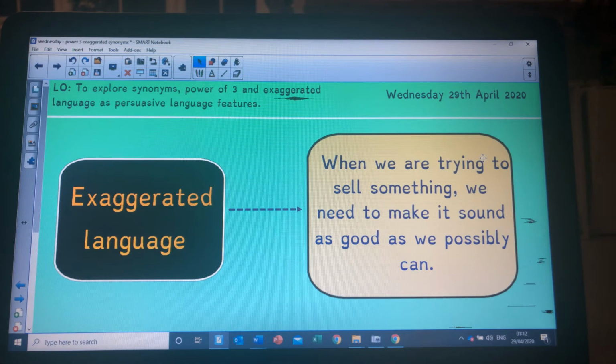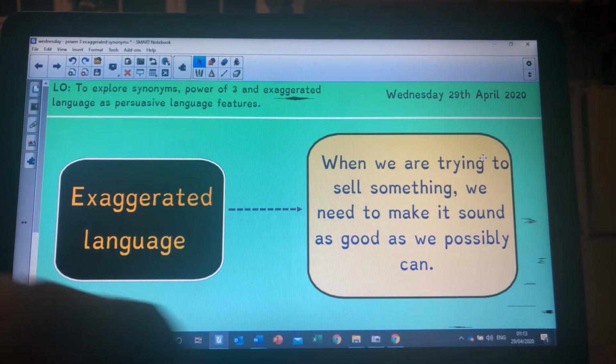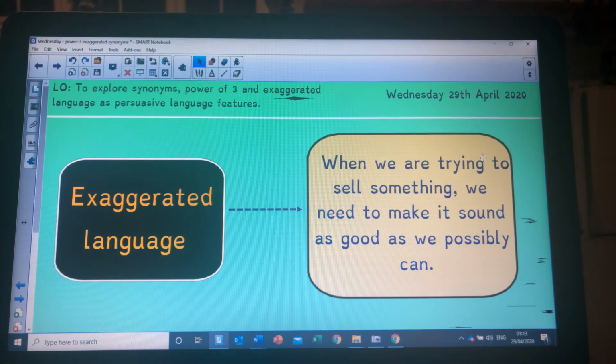Exaggerated language. This is a really important feature with persuasive writing. When we're trying to sell something, we need to make it sound as good as we possibly can. So exaggerated language is used a lot with adverts on the TV that you might see on the internet or something like that, but also in travel brochures and leaflets, but also when we are writing a persuasive argument, which is what we're going to be doing this week, we are trying to sell our point of view. We're trying to sell our argument. So we're still trying to sell something, just not in the way that we might do with advertising stuff.